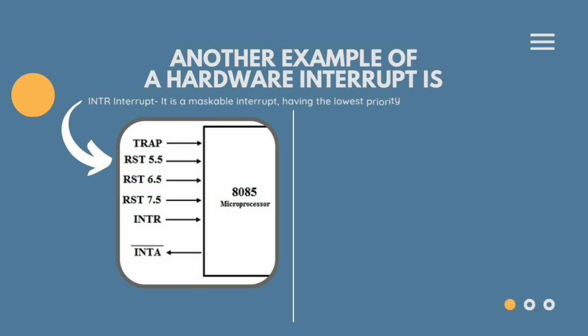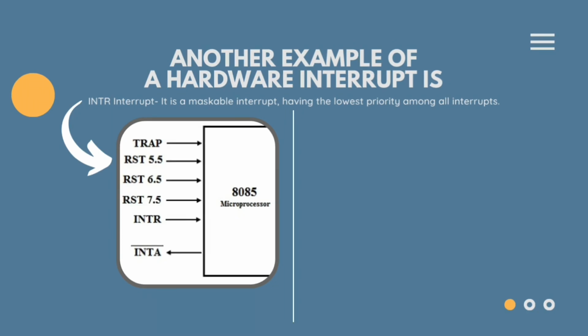INTR is a maskable interrupt having the lowest priority among all interrupts. It can be disabled by resetting the microprocessor, and the microprocessor checks the status of the INTR signal during the execution of each instruction.